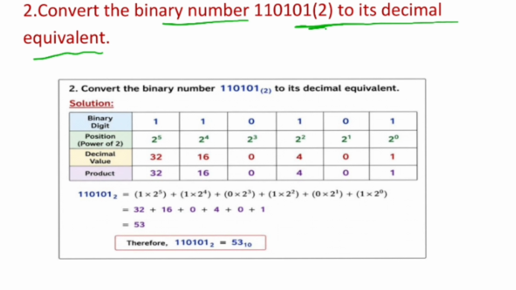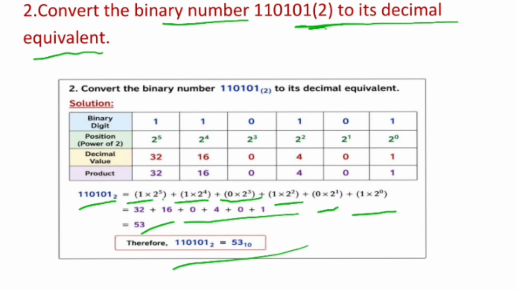And 2 to the power 5 is 32, 2 to the power 4 is 16, then 2 to the power 3 and 2 to the power 2, and so on. Whatever product will be there, you have to write it here. So you can write 1 into 2 to the power 5, 1 into 2 to the power 4, and so on. If you multiply anything by 0, you will get 0 only. Finally you will get 53 as the answer. You can solve the problem like this.